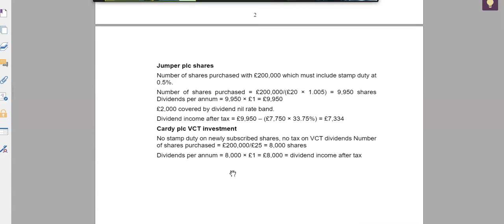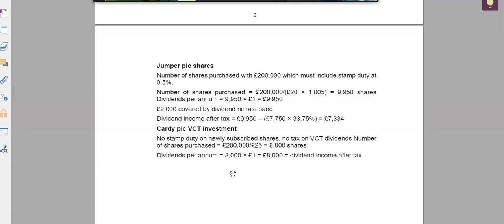Okay, so number of shares in Jumper PLC. So the shares purchased will be divided by 20 is what? Oh, but we also have to pay the stamp duty tax on the purchase of the shares, which is equal to the 0.5% of the value. So 200,000 times 0.5%. Okay, so we will be getting 9950 shares. Okay, and if we calculate the dividend, that's 9950, and out of this 9950 will be taxed at 33.75%. So that's 7334.